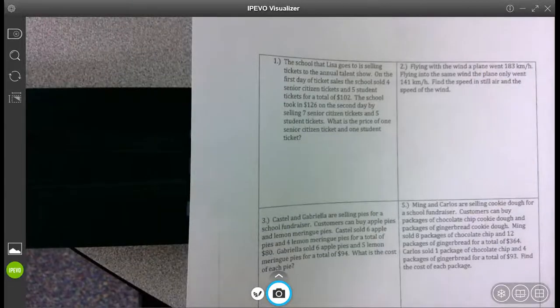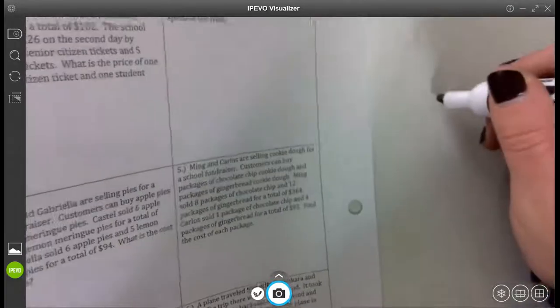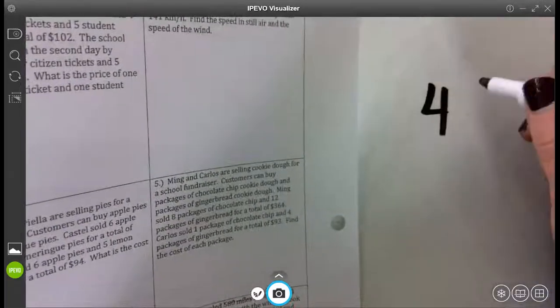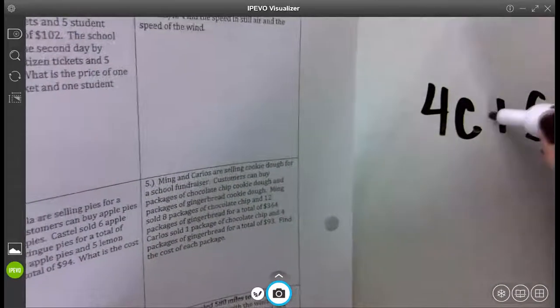It says, number 1, the school that Lisa goes to is selling tickets to an annual talent show. On the first day of ticket sales, the school sold 4 senior citizen tickets and 5 student tickets for a total of $102. The school took in $126 on the second day by selling 7 senior citizen tickets and 5 student tickets. So we have 2 situations. One day where we sold 4 senior citizen tickets and 5 student tickets. They said for a total, so you're going to add it up for 102.